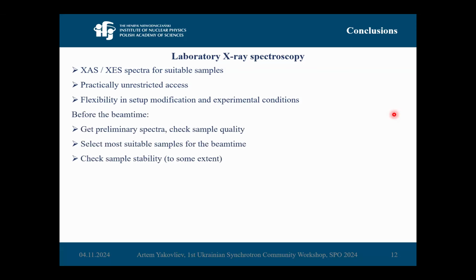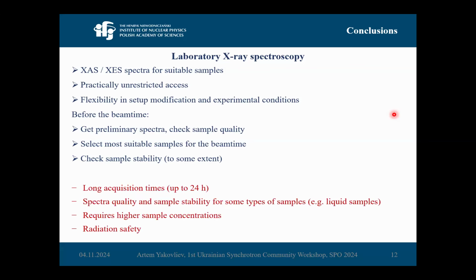And before the beam time, you can first get preliminary spectra of your samples. You can check the sample quality. Then by looking at the spectra, you can select the most suitable sample, which you would like to measure at the beam time. And to some extent, of course, the brilliance difference is many orders of magnitude, but you can check the sample stability. But it all comes with a price, of course.